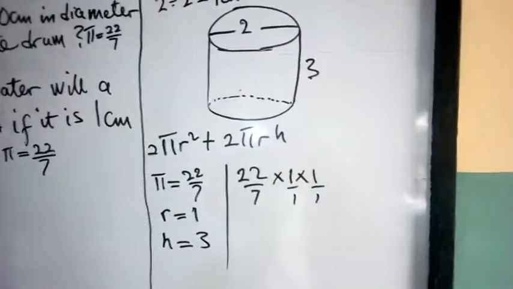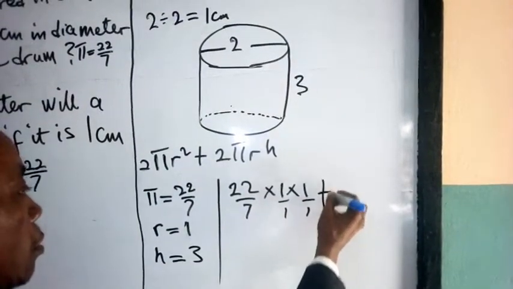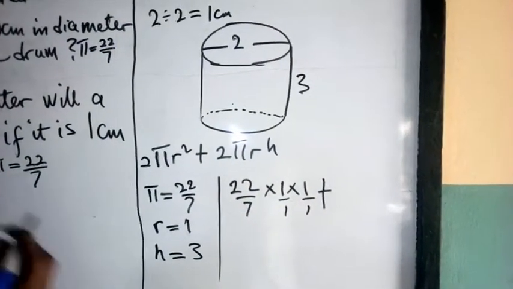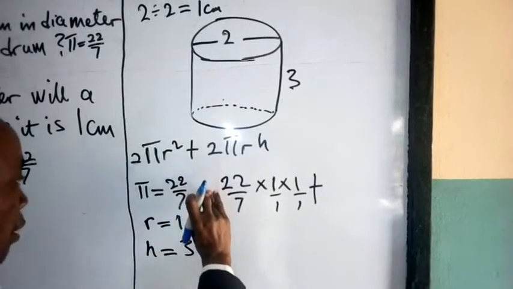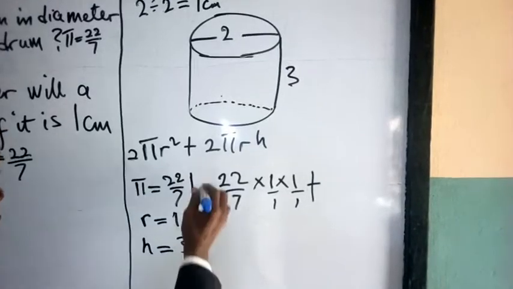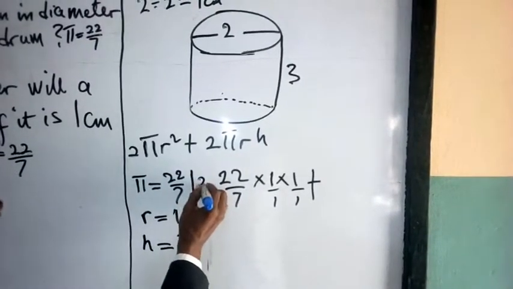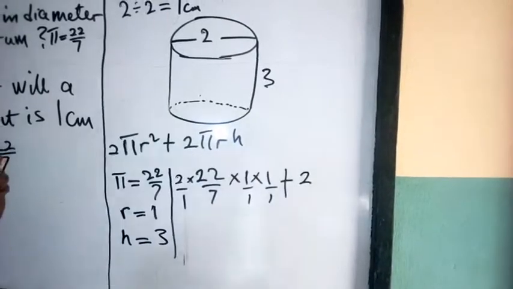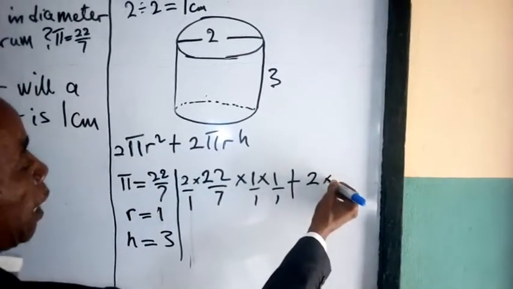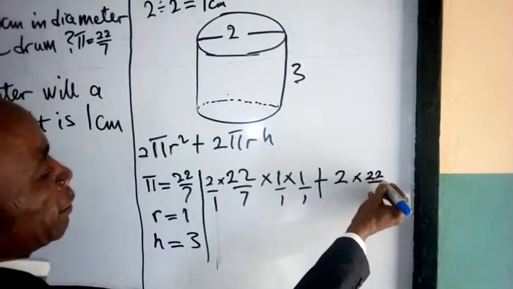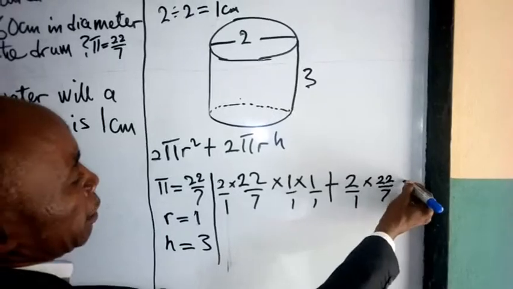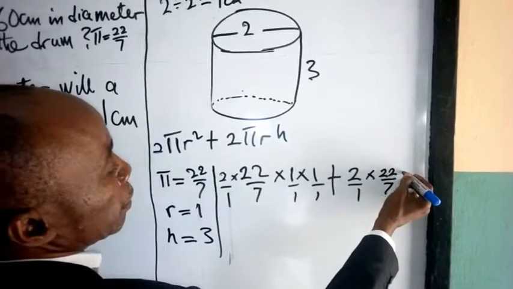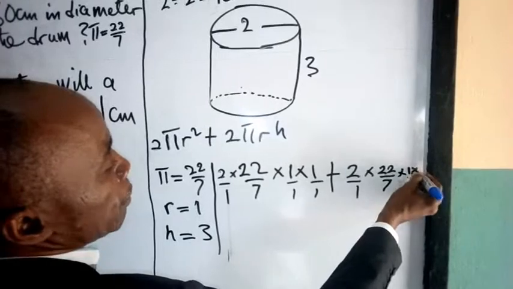Now that is for that side. So plus this other side is the same thing. There's something we need to quickly fix in, which we could not fix in at first. Let me fix that in. Don't forget, these two, we need to account for it. 2 times that, over 1. So the same thing happened to this side too. This same 2 here times pi, which is 22 all over 7, all over 1, times radius, which is 1, times height, which was 3.